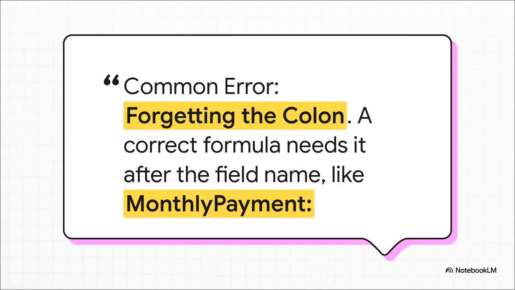First one, it's a tiny little syntax error, but it'll stop you dead in your tracks. When you give your calculated field a name, like monthly payment, you absolutely have to put a colon right after it. If you forget that colon, the database just gets confused and has no idea what you want it to do. It's such a small thing, but it will completely break your calculation.